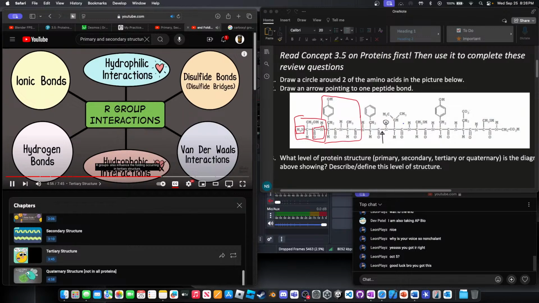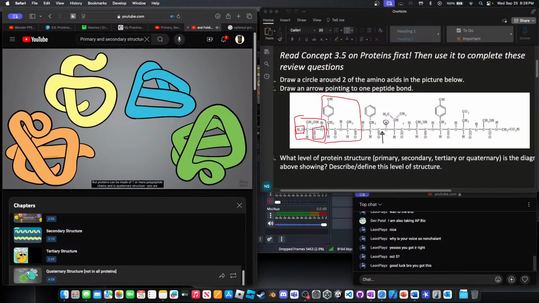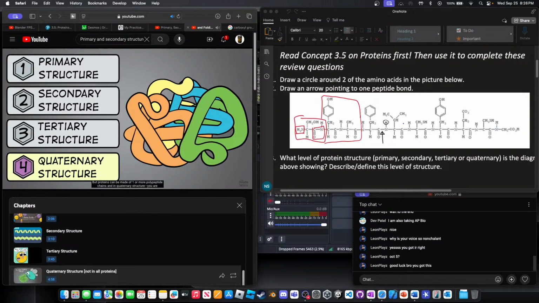Occurring in tertiary structure, something to explore. Now, when we've been talking about a protein, we've been talking about a polypeptide chain that has been folded into a functional protein. But proteins can be made of one or more polypeptide chains. And in quaternary structure, you are looking at a protein consisting of more than one polypeptide chain.